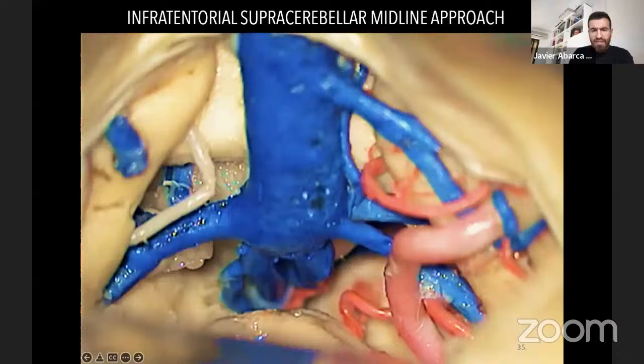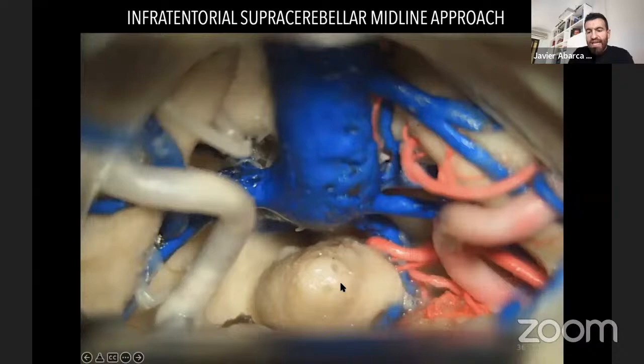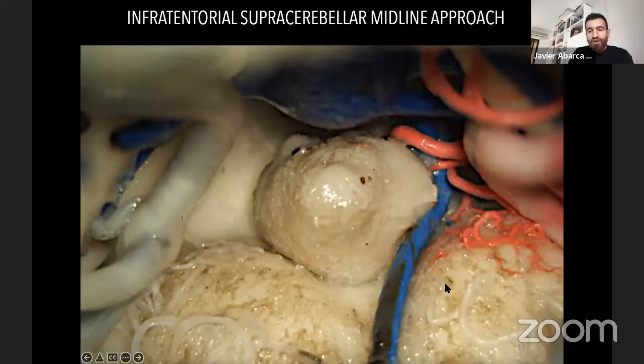Again, here with more inferior retraction of the cerebellum, we are able to see the internal cerebral veins coming from the roof of the third ventricle, from the velum interpositum, remember. And with more inferior retraction, we can see the pineal gland. And with more retraction, we can see the superior colliculi with the precentral vein of the cerebellum and the mesencephalic fissure right here. But remember that it's very difficult to see the inferior colliculi from this approach.